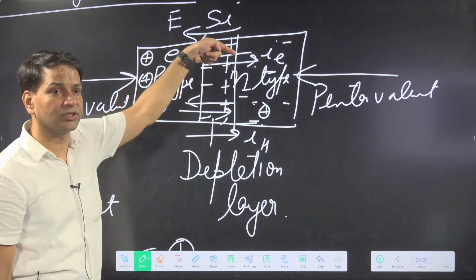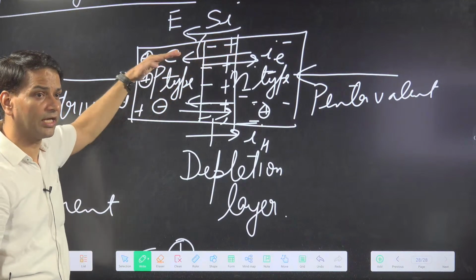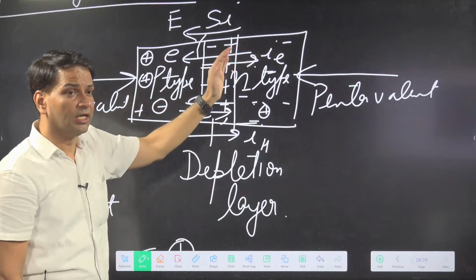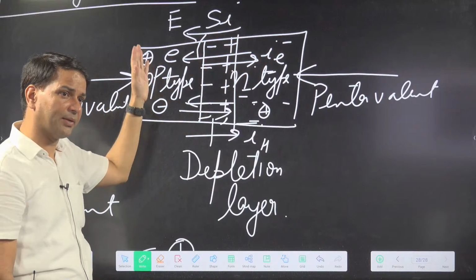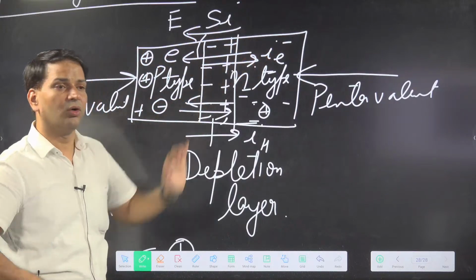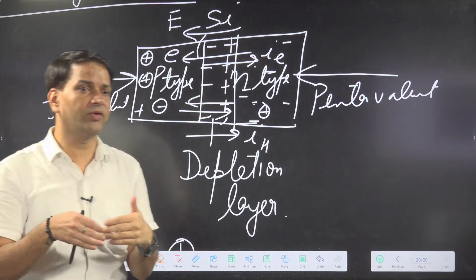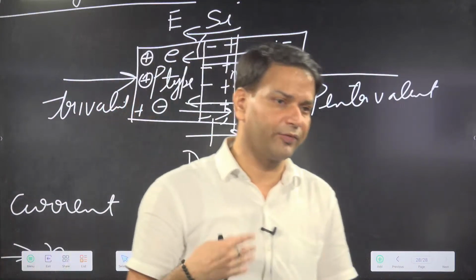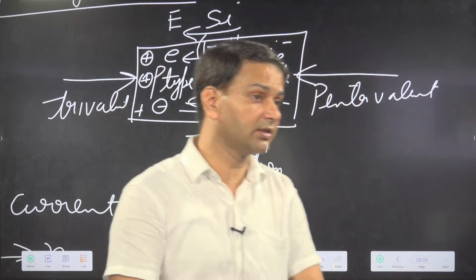Electron will experience the force in the opposite direction of the electric field. So electron will experience the force to the right. So now electron cannot go to the P type and hole cannot go to the N type. So it means this electric field will decrease the diffusion current. This electric field will decrease the diffusion current.